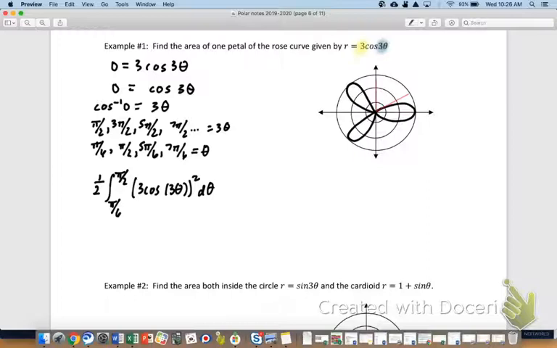Now listen, this is where this seems a little strange, because there appears to be no petal there. However, pi over 2 gives r equal to 0, which we know. So where is the petal? It's in the third quadrant, like I've been telling you all. Isn't it right there?